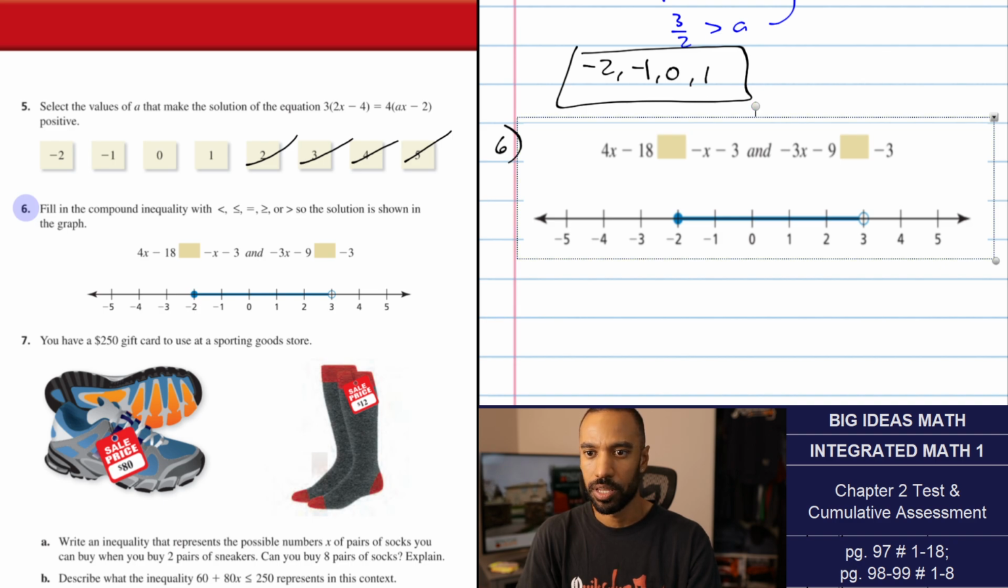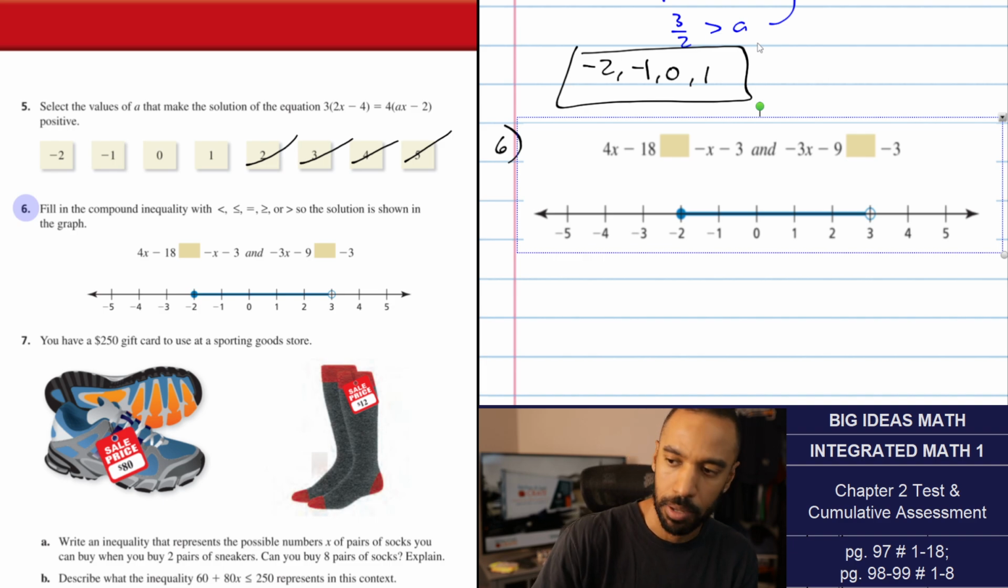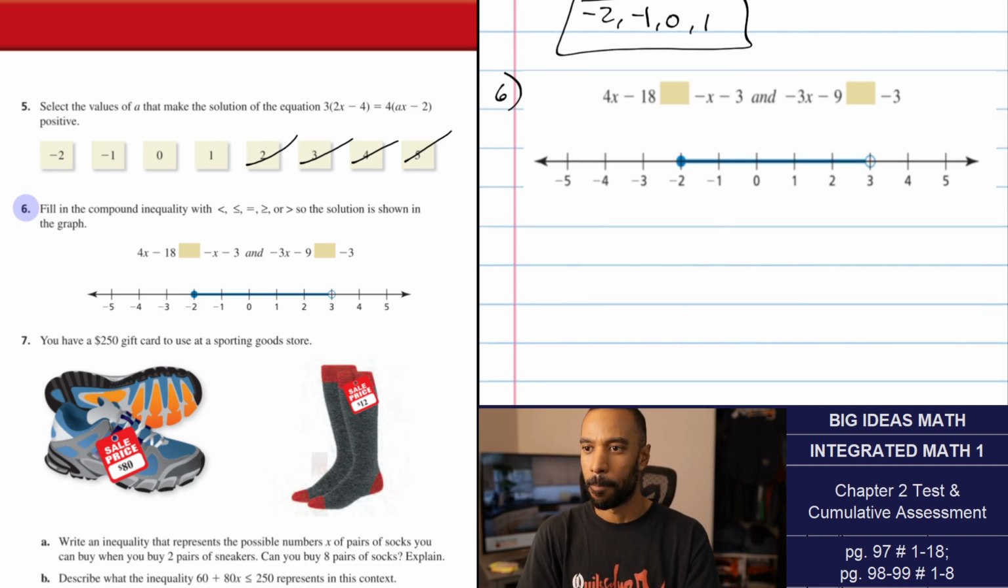All right, can you see that whole thing? Yes, you can. All right, 4x minus 18 is blank compared to this and that and that. Okay, well, we might have to do some work instead anyway.